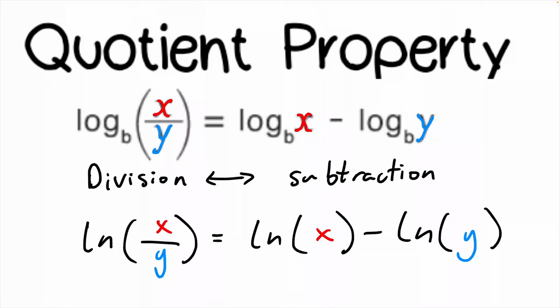quotient property. Quotient means division. We have division here. X divided by Y. That's condensed though. How do we expand it? How do we separate them? We use subtraction. So division goes with subtraction. Addition goes with multiplication.